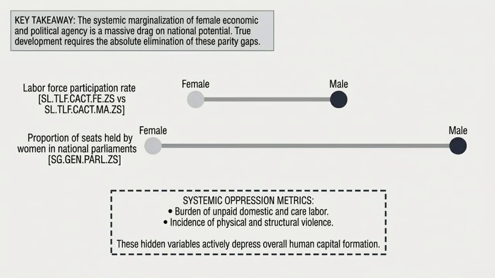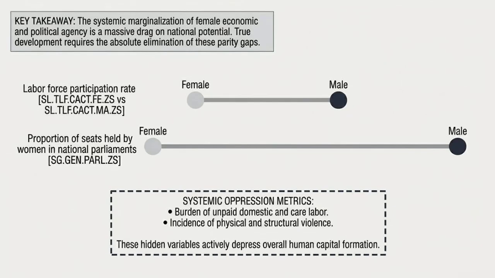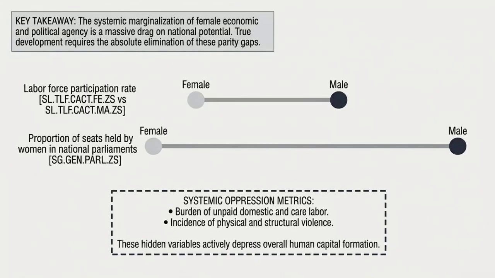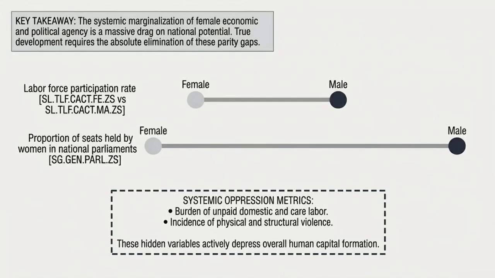And the data set also forces us to confront the severe incidence of violence against women. When you factor in the invisible burden of unpaid care work alongside the physical and psychological toll of systemic violence, you realize that achieving true gender parity isn't merely a matter of adjusting hiring quotas. Yeah, it goes way deeper. It requires restructuring the entire social architecture to value, monetize, and protect half of the population.